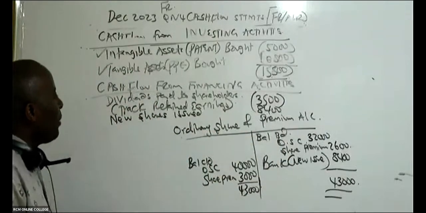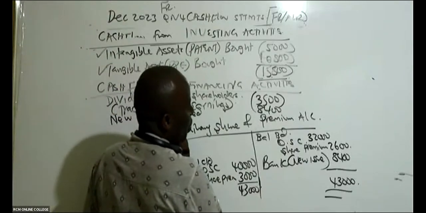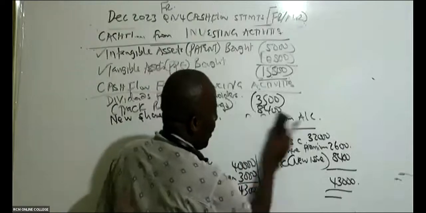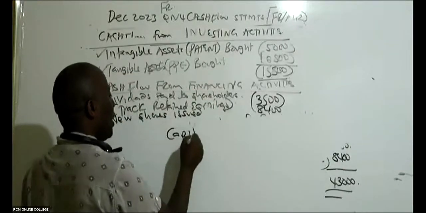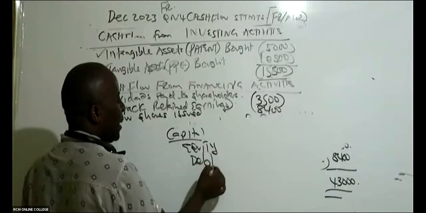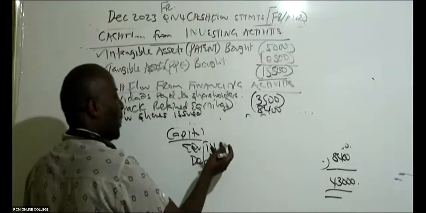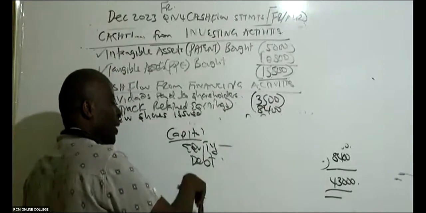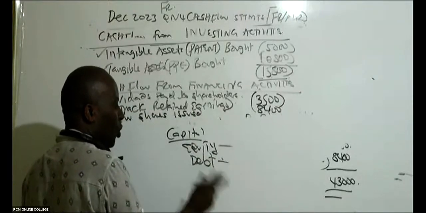Now from there, ladies and gentlemen, track your debt. So I would want to see the debt instruments. Because if you look at our capital structure, we have equity and we have debt. Equity, we must look for new shares either given out or even redeemed. We must get the debt instrument. We must know whether we issued new loan notes.